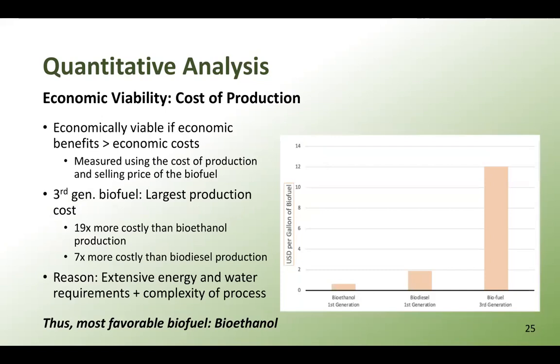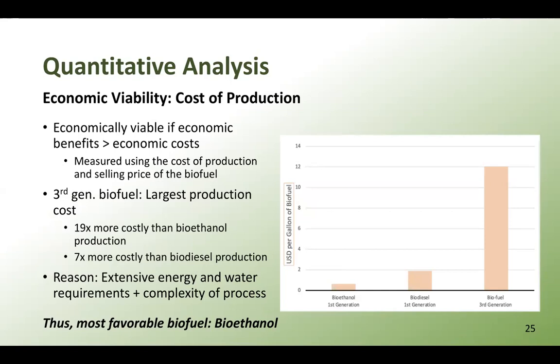And finally, when it comes to the cost of production, we basically compared the cost of production and the selling price of each of the three liquid biofuels. And it was found that the largest production cost was that of the third generation biofuel, and it's actually 19 times more costly than the bioethanol production and 7 times more costly than the biodiesel production. And this is due to the fact that it requires extensive energy and water requirements, and it's generally considered a complex process.